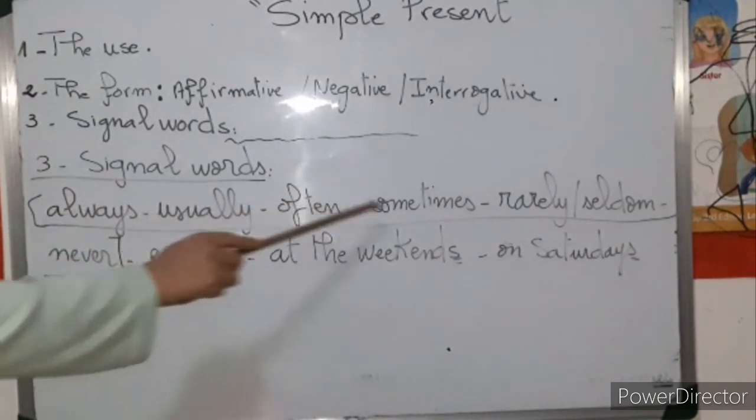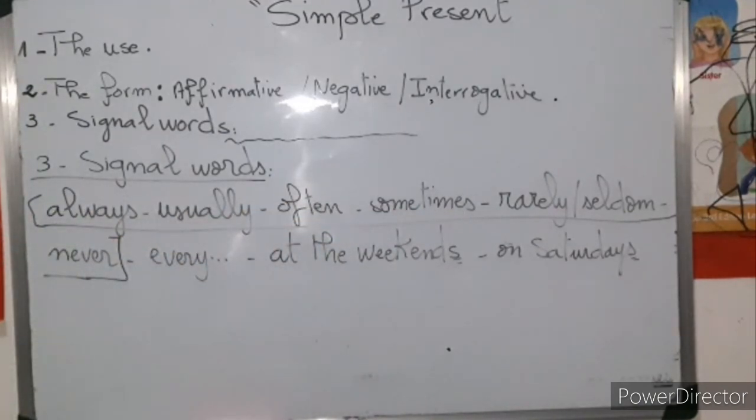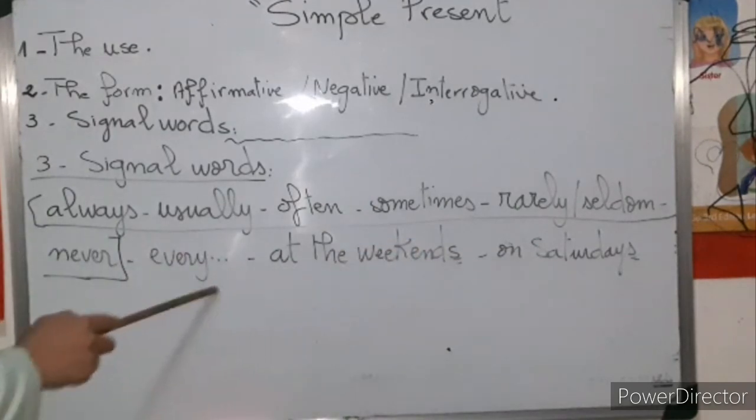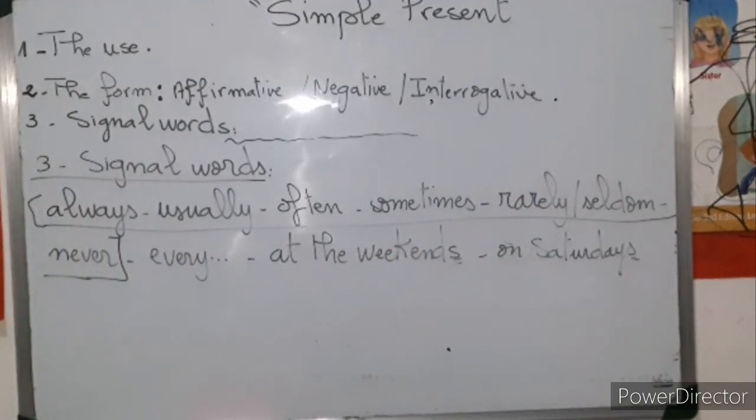So here they have a position in the sentence. However, these ones could be by the end of the sentence. For example, I visit my grandma every weekend or at the weekends or on Saturdays. Normally, their position is by the end of the sentence. So I hope that simple present is quite clear.